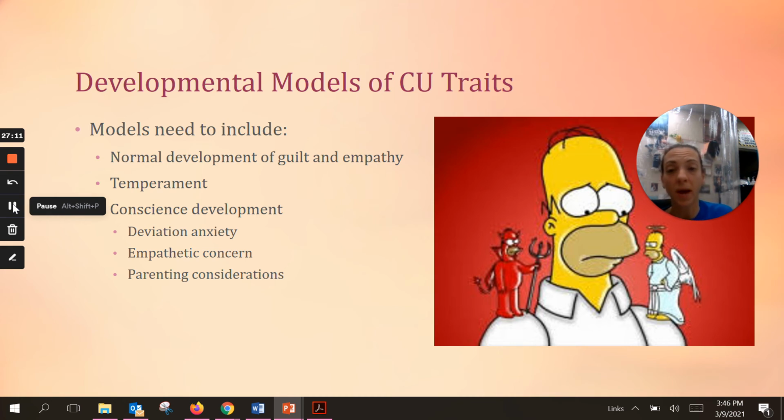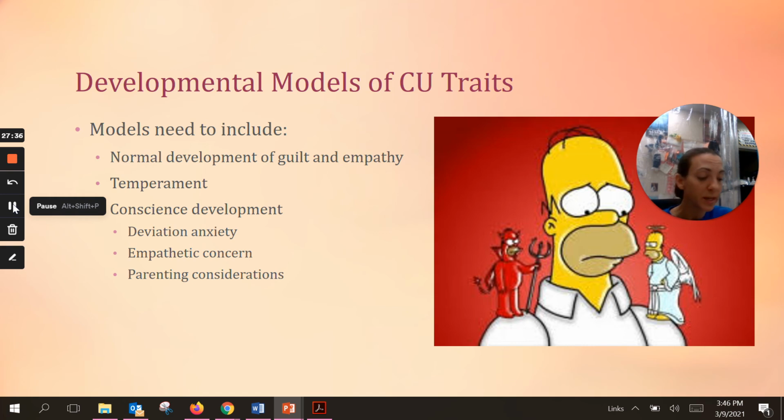And let's talk about conscience development. There's three main areas that we need to talk about. The first is deviation anxiety. Deviation anxiety is the anxiety and the discomforting arousal that's present after we've done something wrong. This develops an internal system that inhibits that misbehavior. So if we feel bad about something, we have that arousal in us that we don't like, so we're not going to do it again.